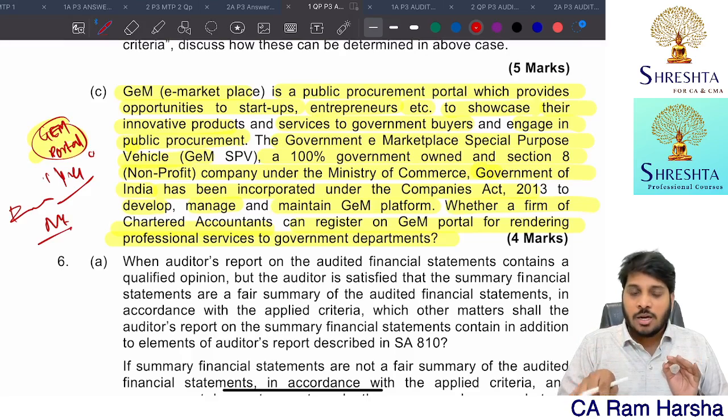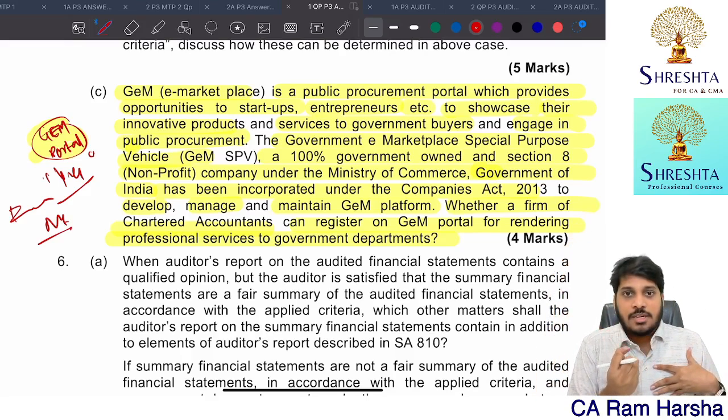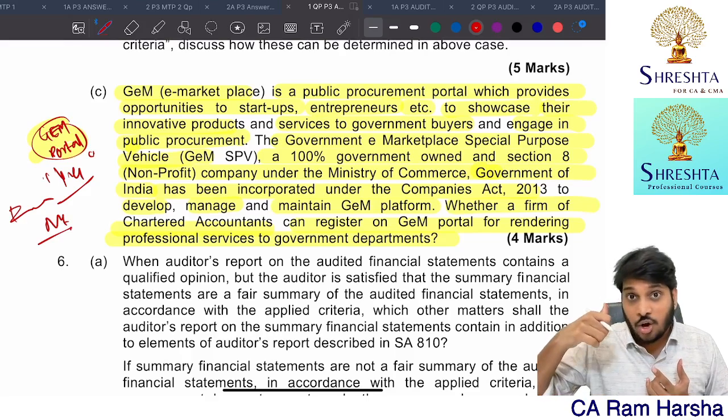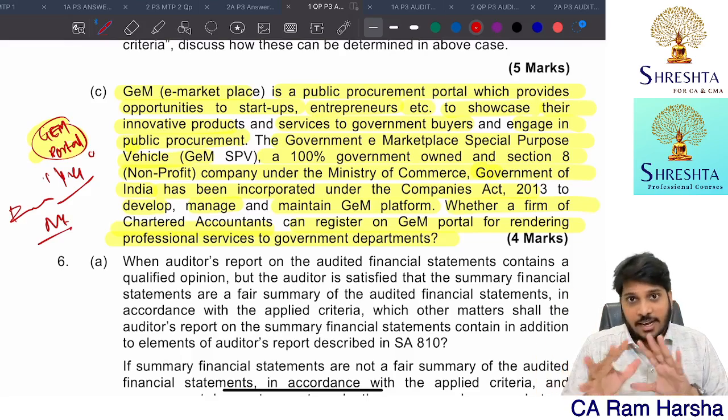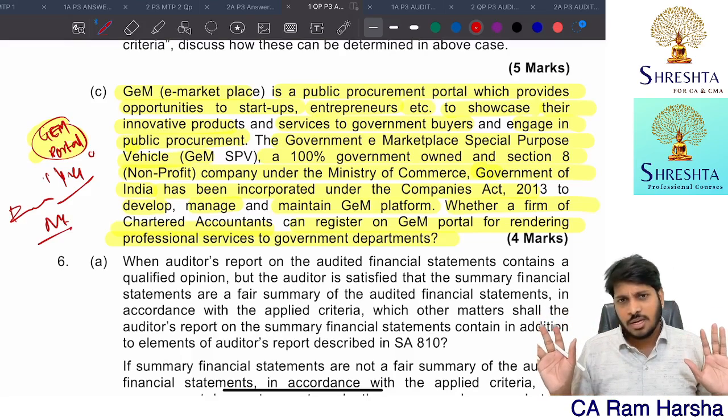So on the GEM portal, government departments can give contracts only to those who register. If I have to get some government department related service or works, I have to compulsorily register. I can register on the GEM portal. I cannot go and call each and every department and ask them to allocate work. That I cannot do, but I can register on the GEM portal. This will not be an aggregator model. This is permitted.